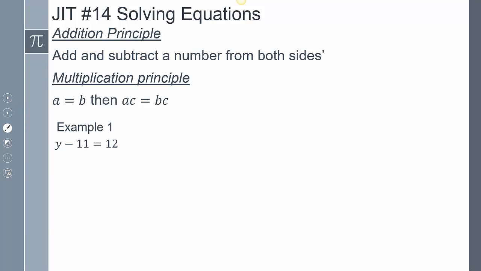Now we're going to talk about solving equations, and so the first is going to be the adding and subtracting principle. And so it basically says that I can add and subtract a number from both sides. And then we also have the multiplication principle that says that I can multiply a number to both sides.